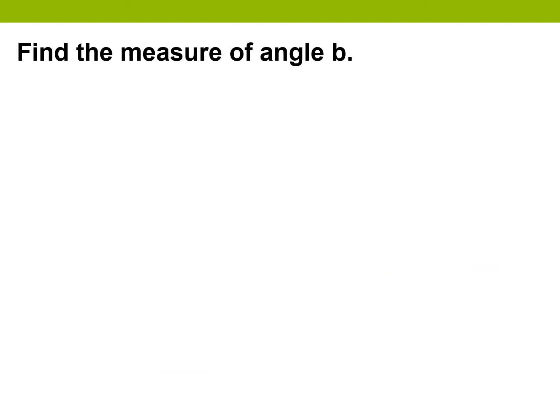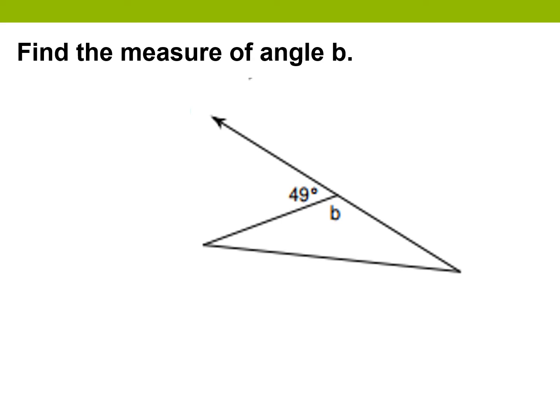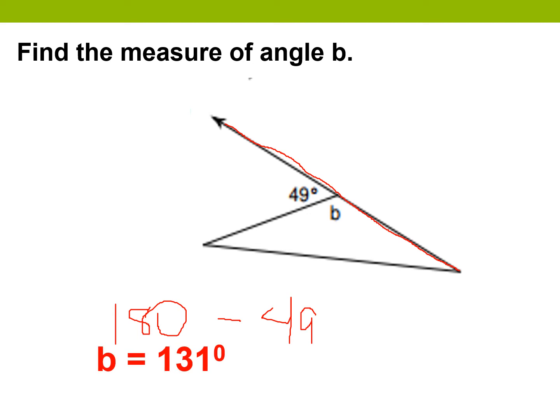Okay, next. How about this one? So it forms what? It forms a line, tama? Linear pair. So this is a linear pair. So if the measure is 49 degrees, we know that for a linear pair, the sum of the measures of the angles must be equal to 180 degrees. So we are going to have 180 minus 49 degrees. And the answer is what? So the answer is 131 degrees. So don't forget to write the unit of measure, which is degrees.